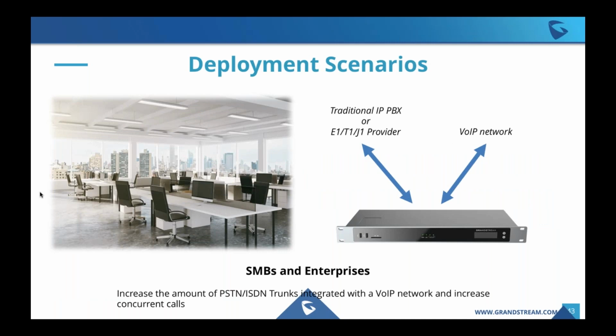There's also a big service provider use for these, but it basically allows you to increase the amount of PSTN or ISDN trunks that a company or a business has integrated with their VoIP network in order to increase their concurrent calls through those trunks. So you essentially attach or connect one end of it to your VoIP network and the other end to a traditional PBX or E1, T1 provider to add trunks to your VoIP network.